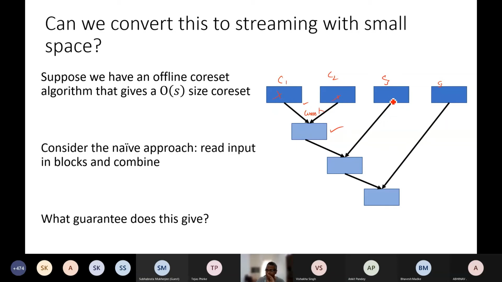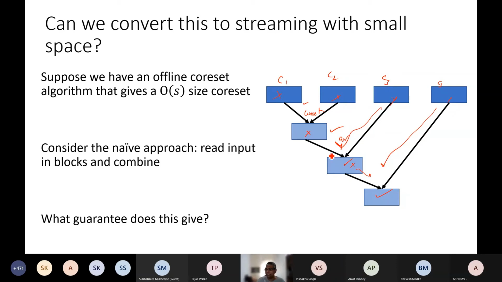Now the next time a data set comes, you create the coreset of this and this together, and then ditch this. You create the coreset. Next time another one comes, create the coreset of these two, ditch this, create the coreset out here. This looks okay, right? Because you're composing coresets.